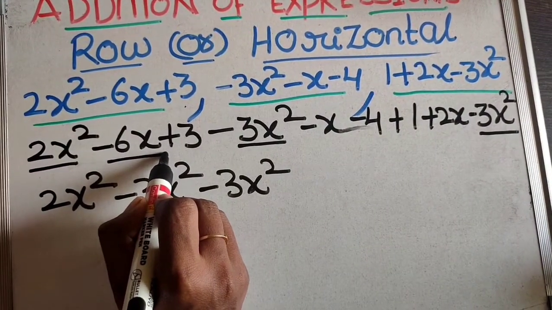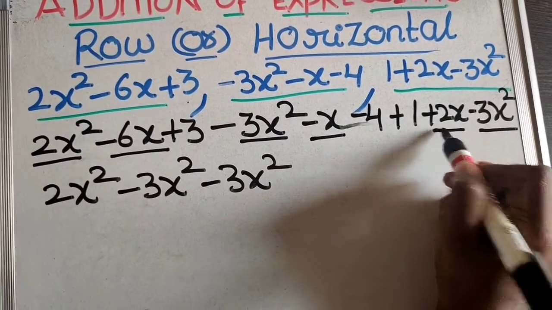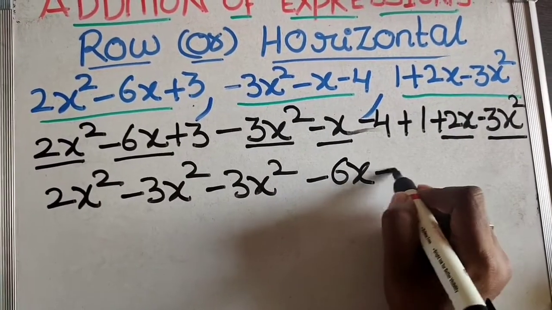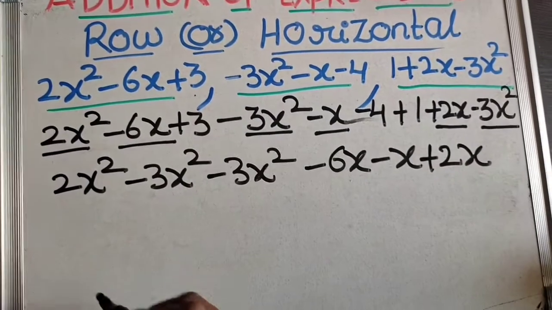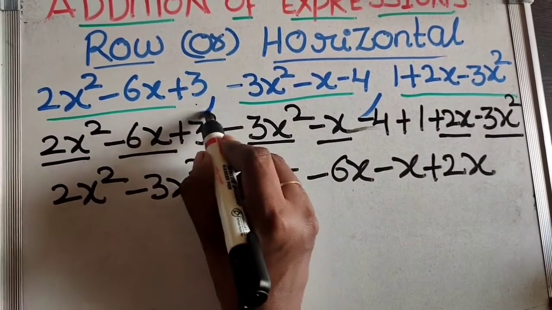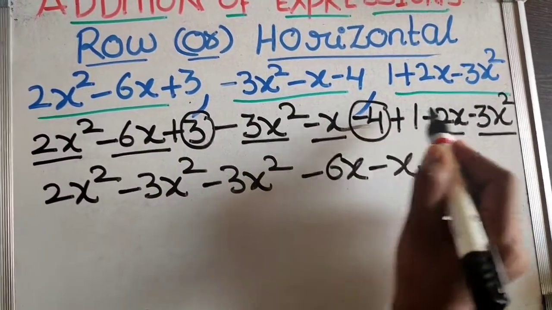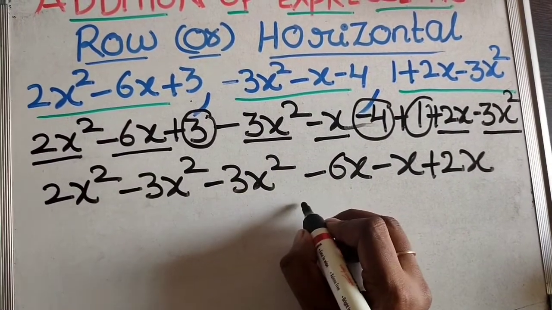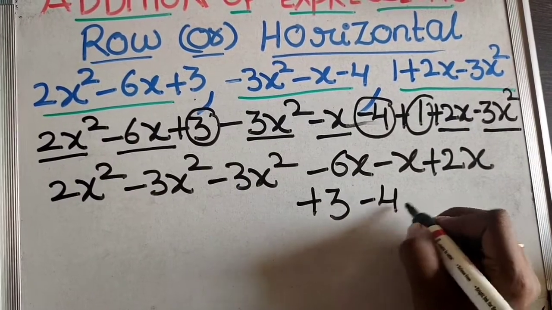Now see the remaining terms which are x terms: -6x - x + 2x. Next, what are the remaining? Constant terms, which is +3, -4 and +1.